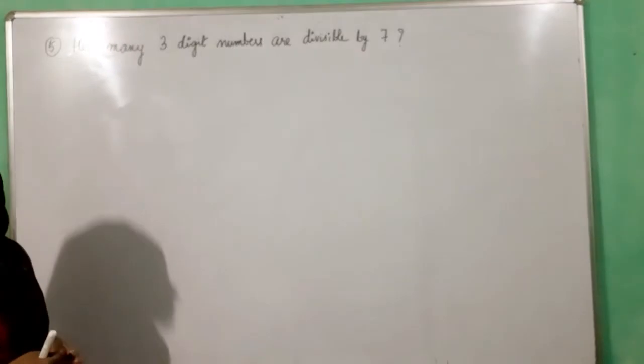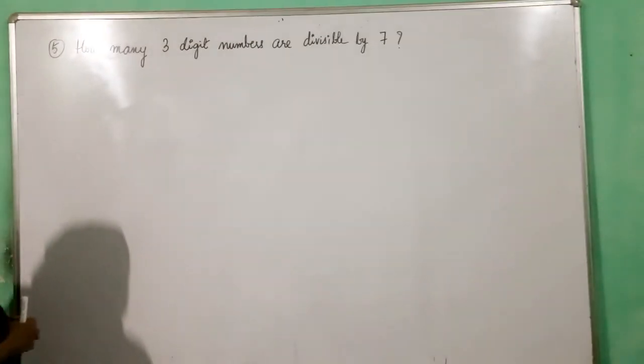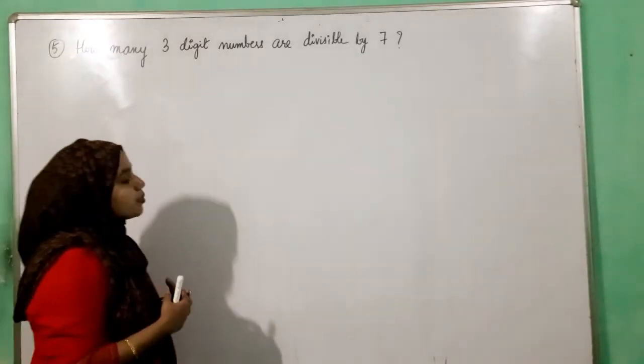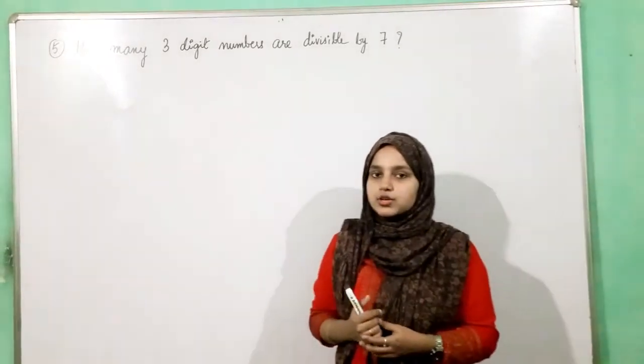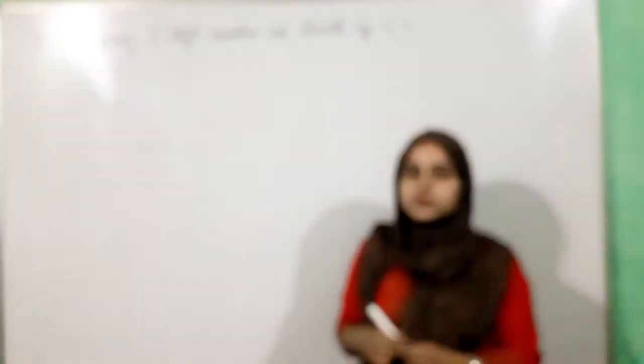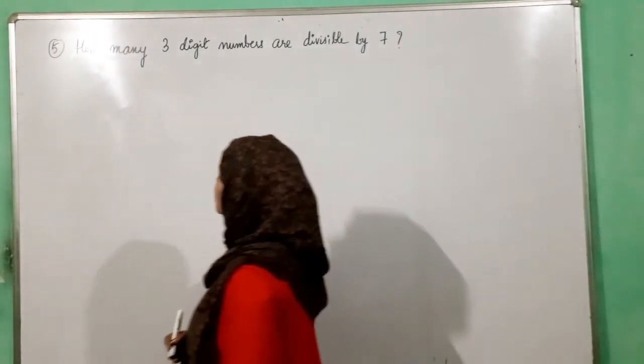So let us see how many 3-digit numbers are divisible by 7. Okay. So you have to find what? You have to find how many 3-digit numbers are there which are divisible by 7. Okay. So this you can solve using AP. Okay. So let us see how we can do this.